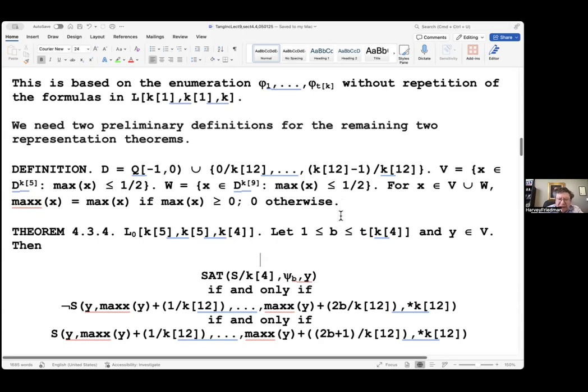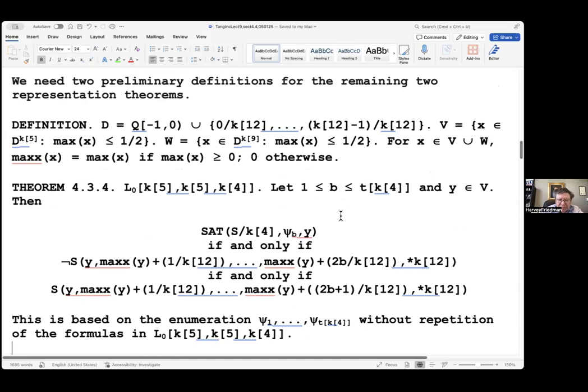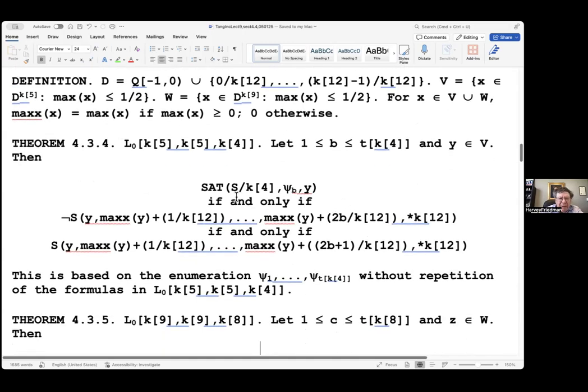And so the representation says that I can represent sat for this language if and only if we go out 2b plus 1 in here.